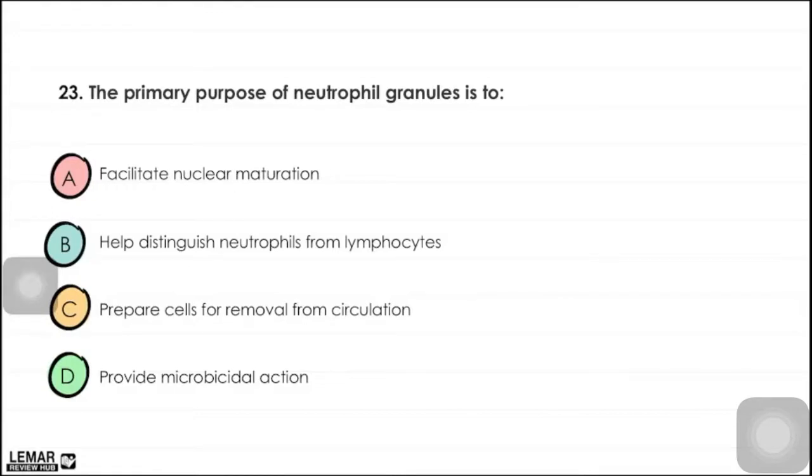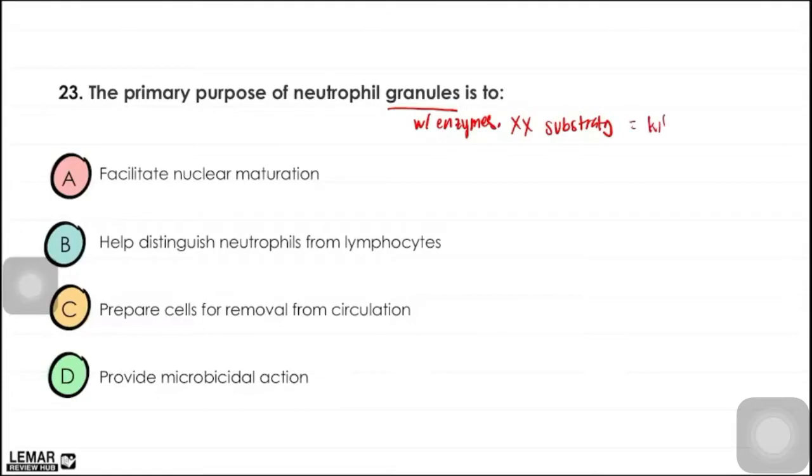So neutrophils, again, these are phagocytes. These are a key component of the natural or innate defense system. So neutrophils contain granules, and these granules contain enzymes. These enzymes function to break down substrates, therefore killing the bacteria.